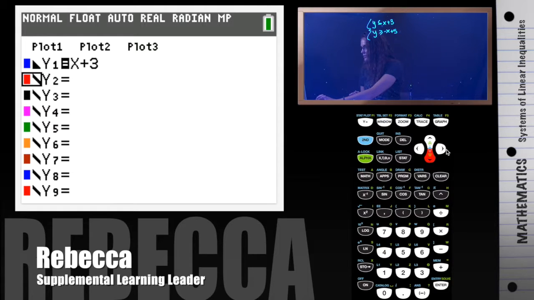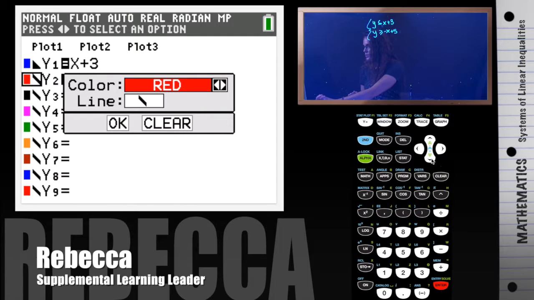So now we're going to go down again, and we're going to put in our second equation, which is negative x plus 5. And we're going to scroll over to behind the y equals. And we need greater than. So we hit enter. We can go down. And we go sideways. And this is the greater than. So now down again and we press OK.